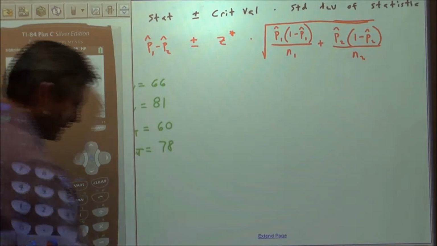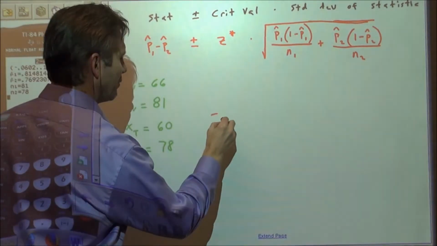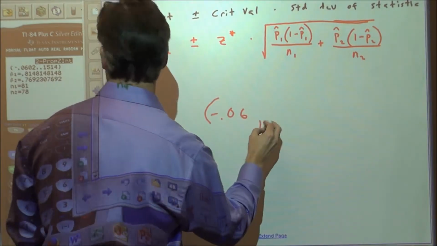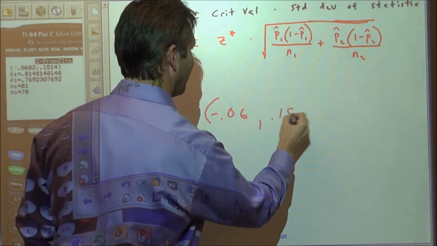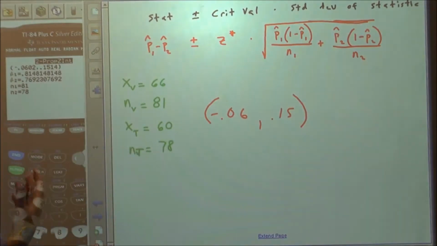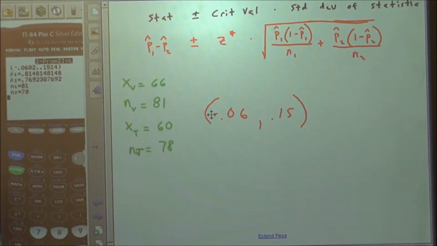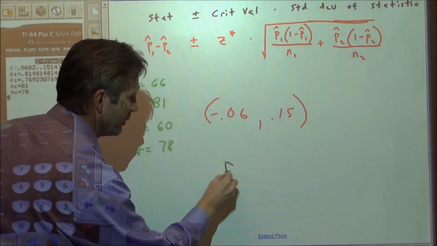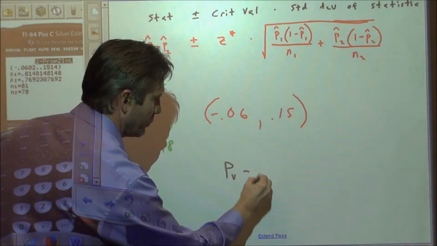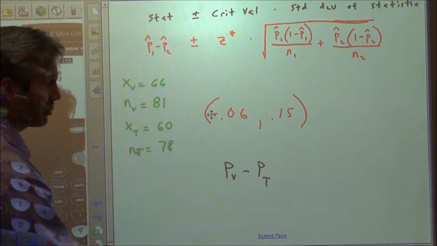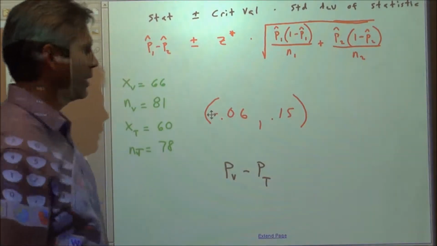The result we get is from negative 0.06 to about 0.15. So we want to be able to interpret that interval accurately. So remember what our parameter is. The parameter is the difference of the students who can recite their lines flawlessly, the difference between those getting vegetables and those getting Twinkies.